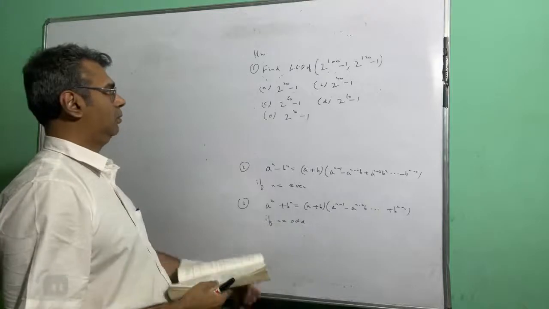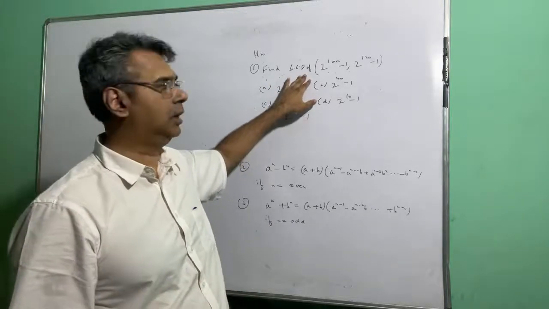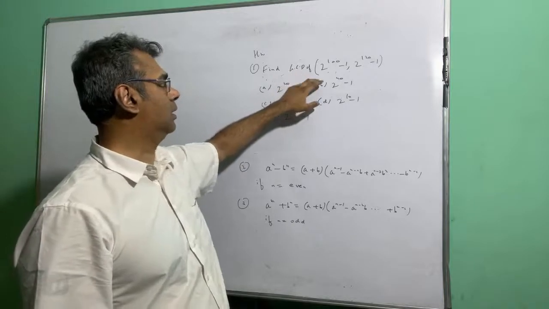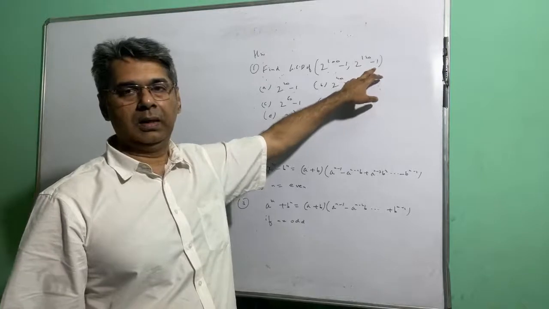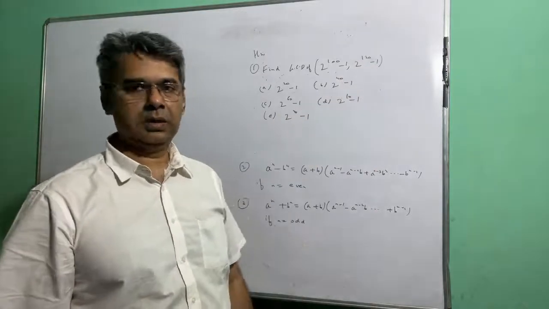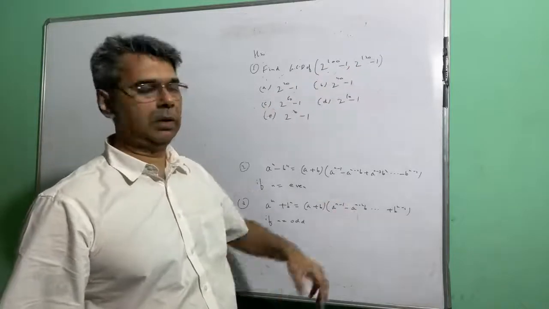Okay, the first homework question is, what is the greatest common divisor, which basically means HCF. So what is the greatest common divisor of 2 to the power 100 minus 1 and 2 to the power 120 minus 1? Greatest common divisor is another name for HCF. So find the HCF of 2 to the power 100 minus 1 and 2 to the power 120 minus 1.